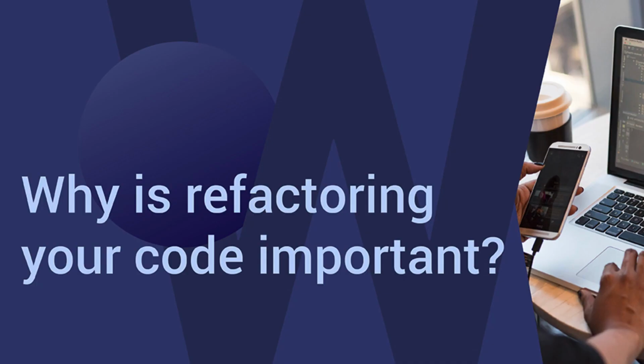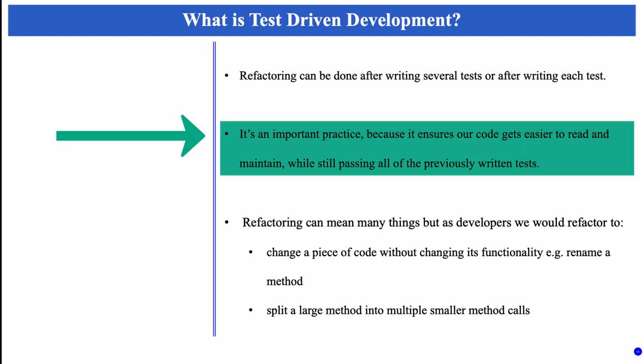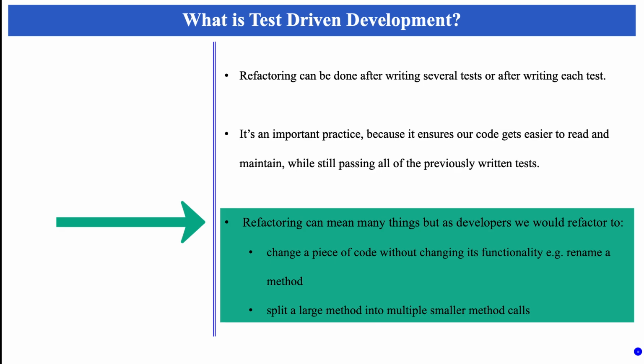So, why is refactoring the code so important? Well, firstly, refactoring can be done after each test or after several tests. Secondly, it's an important practice, because it ensures our code gets easier to read and maintain, while still passing all of the previously written tests. Third, refactoring can mean many things, but as developers we would refactor to change a piece of code without changing its functionality, for example rename a method, or split a large method into multiple smaller method calls.